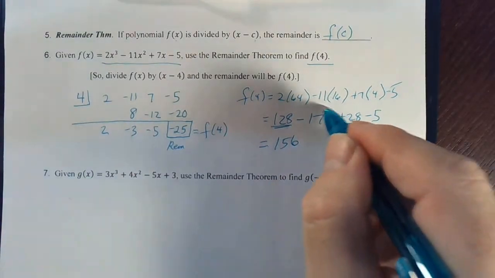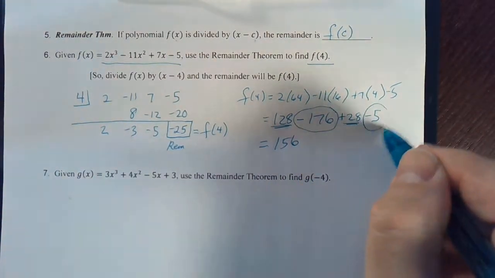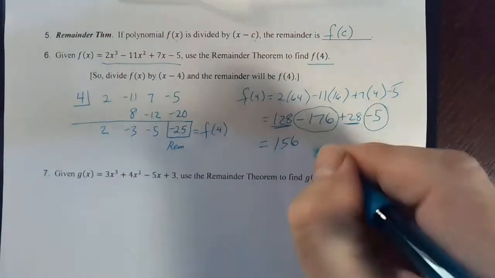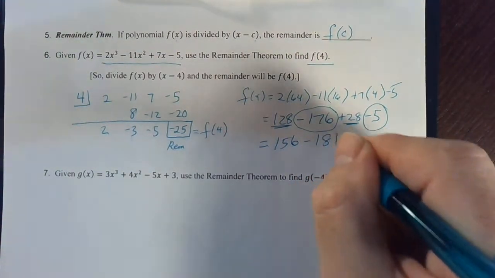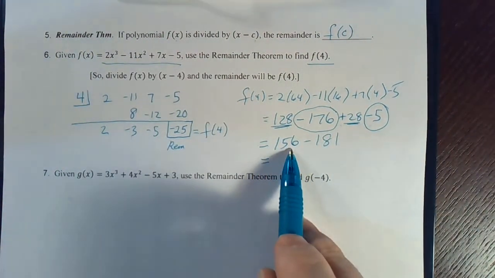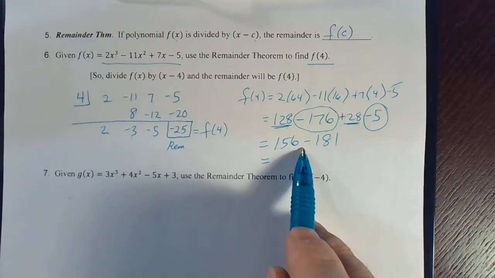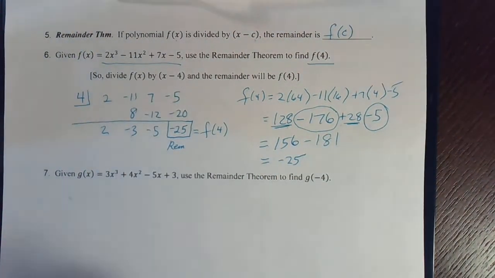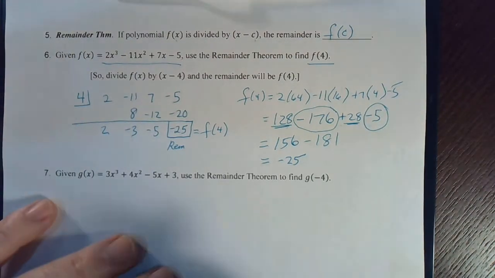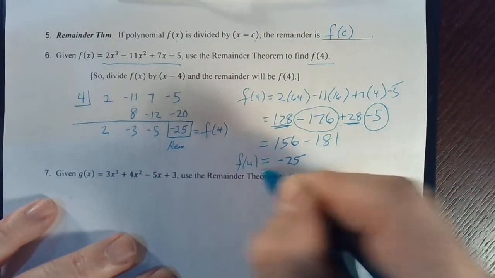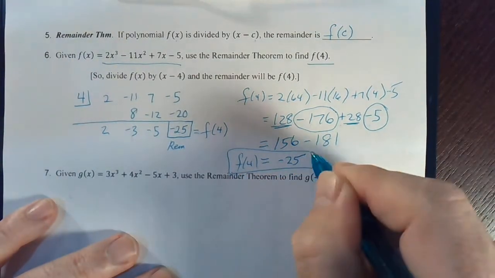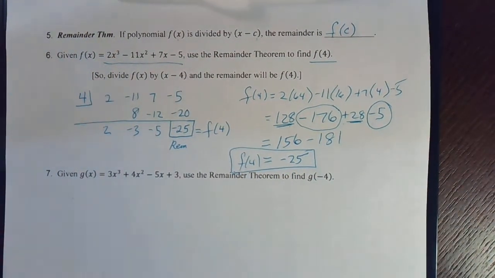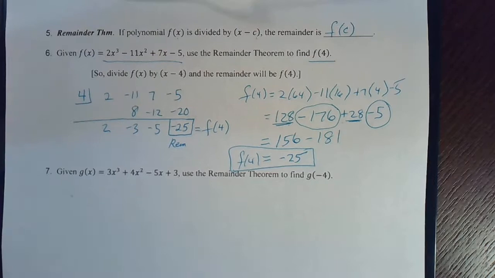Let's see, 156. And then what do negative 176 and negative 5 add up to? That is negative 181. And let's see, 56, 66, 76. Indeed it is negative 25. Thought I made an arithmetic mistake there first, but f of 4, by plugging it in, we discovered that indeed it is negative 25. So as I mentioned, you might have some homework problems where you have to use the remainder theorem, but I don't typically put this on an exam.